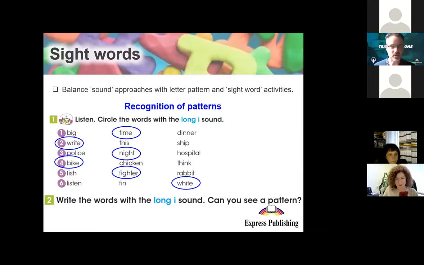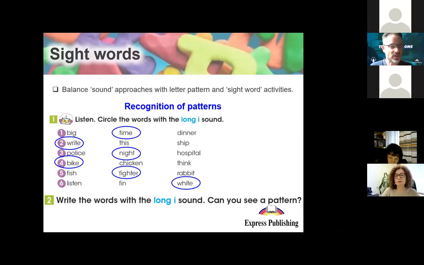Activities to balance out both pronouncing words and recognizing words we're going to talk about a bit now. Here, for example, you find these activities in books, but I wanted to add a little bit extra to it. So, for example, here you're just identifying the long I sound. Now, please notice the final question. Can you see a pattern?